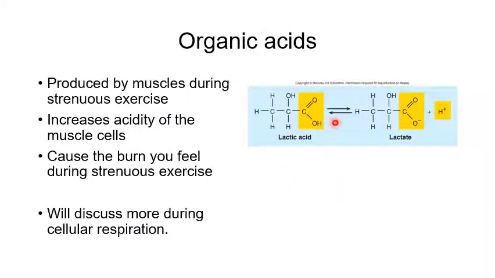So like I said, that carboxyl group produces organic acid. A common one, for those that work out, you've heard of lactic acid. Your muscles, when you work out heavily, produce lactic acid. You can see it has a carboxyl group. And lactate, we release that proton. That makes it an acid, right? Because it will release the proton.